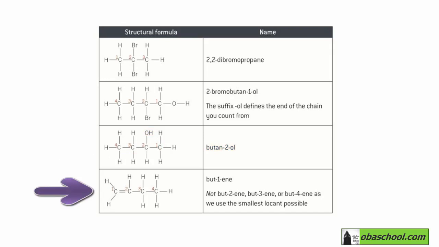In the last one, we have a hydrocarbon chain of 4 carbon atoms. However, we have a double bond, so we need to add ENE. And of course, we need to specify the position of this double bond. So remember that we will number the carbon chain in a way to give the smallest number possible to the functional group. So the smallest number possible is 1. So we will write but-1-ene. So this is but-1-ene.